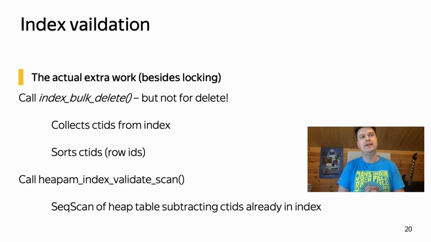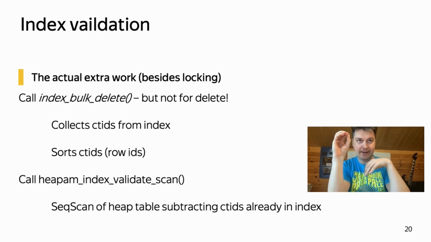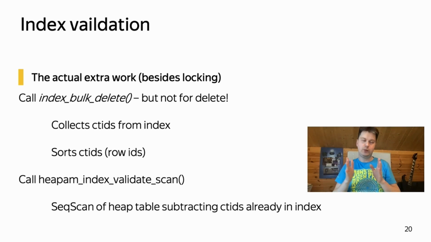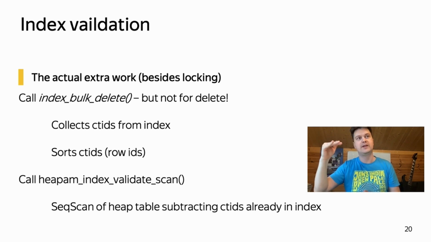To validate an index, we use the access method routine index bulk delete. This is actually vacuuming of the index, but not for deleting garbage, but to collect row IDs, CTIDs, that are known to the index. And then we run a sequential scan on our heap table, excluding rows that are already within the index. For any missed row, we update our index with regular inserts.